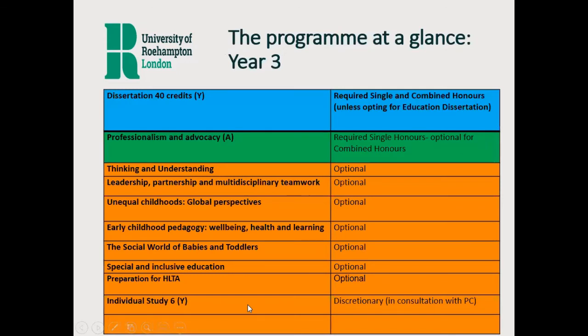So here is an at a glance. We've got the dissertation at the top. For single honours, you have to do the Early Childhood Studies dissertation. For combined, you can pick Early Childhood Studies or Education dissertation. The Professionalism and Advocacy module is required for single honours, but combined honours students can pick it as an option. And there are the optional modules that I've just discussed, all here.